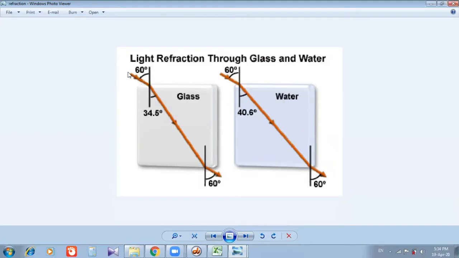So this is called refraction, in which the ray of light passes through the other medium. It is not bouncing back. If it is bouncing back in another direction, that is reflection, and if it is passing through it, that is called refraction. Okay, so these are the two things I wanted to tell you.